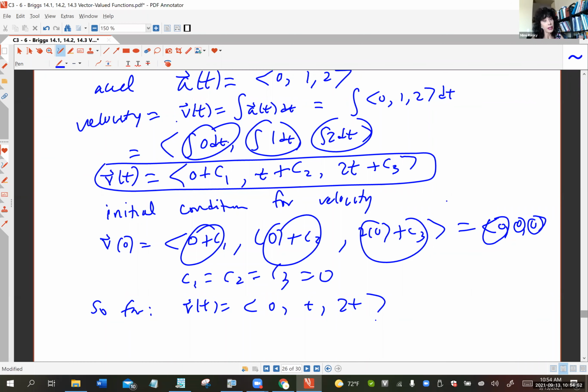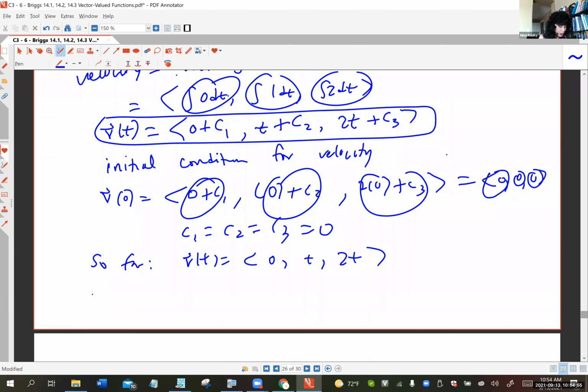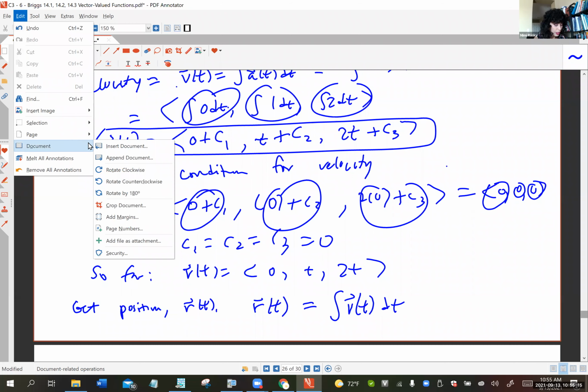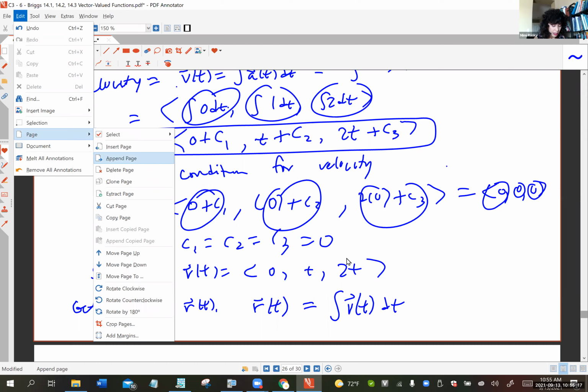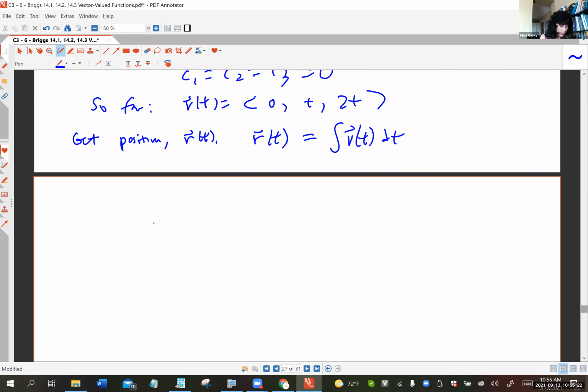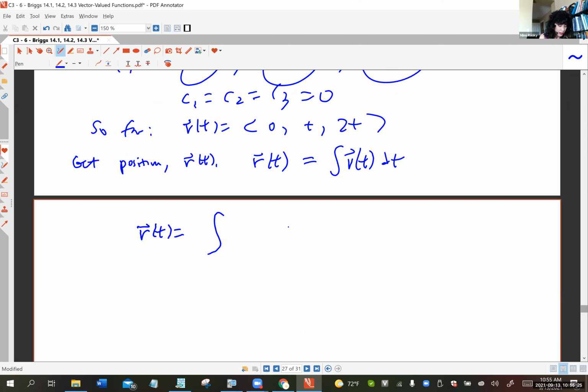Okay, does that happen all the time? No. Now what? Now get position. Position is traditionally called R of t. So how do we get R of t? The position is equal to the integral of velocity. You're going to integrate the velocity vector now. Component by component, you will take the integral of our velocity vector. So R of t is going to be the integral of this vector with respect to time.